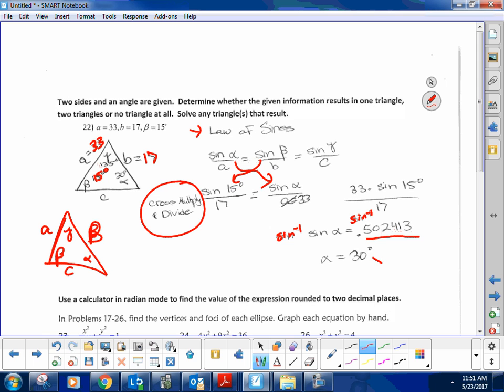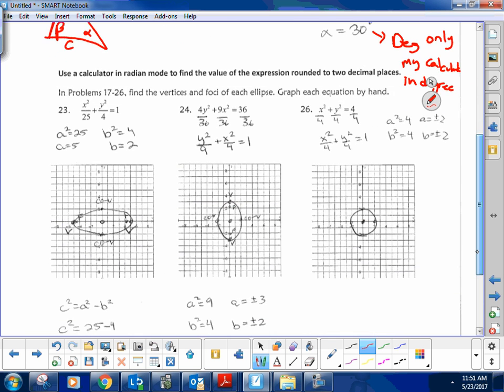Now, I got this degree value only because my calculator is in degree mode. So you've got to make sure that you do this in order to come up with the solution. Make sure your calculator is in degree mode, and then you'll be able to come up with the solution as well.